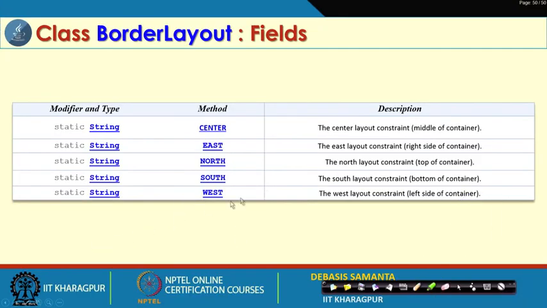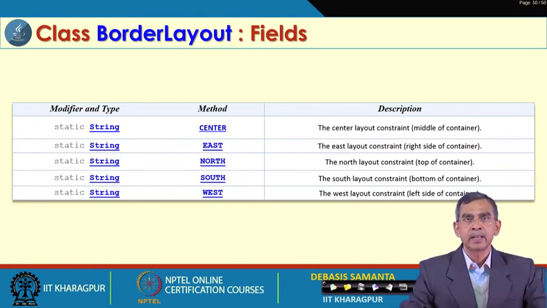There are a few fields: center, east, north, south, west. These are the 5 fields: center means at the middle, east means right side, west means left side, and north and south mean top and bottom.